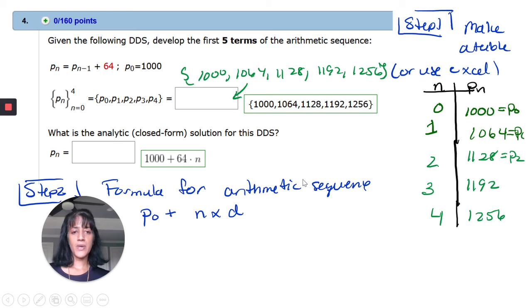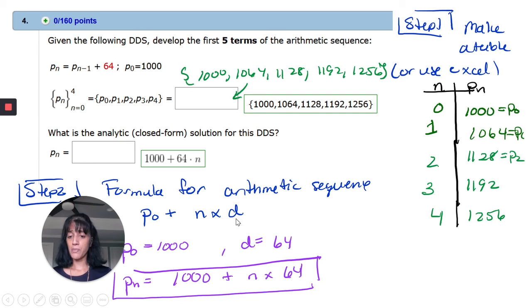So this sequence goes here in the curly brackets. What is the analytic closed form solution for this DDS? This has a special closed form solution. The formula for it is P0 plus n times d. So you put everything where it belongs. It's a formula: 1,000 plus n times 64. That's my closed form. Either this or what they have will work.